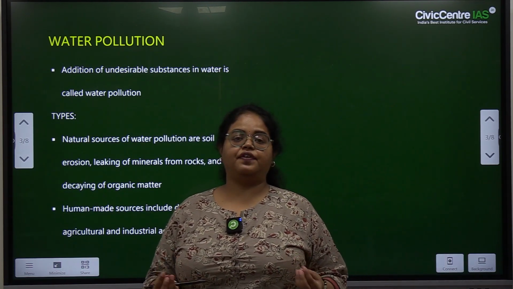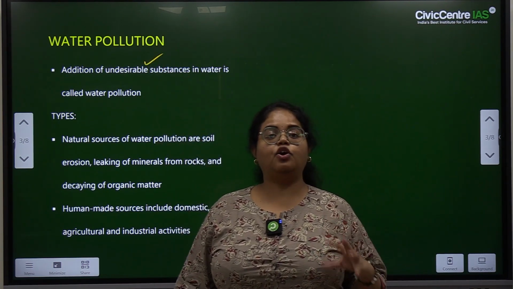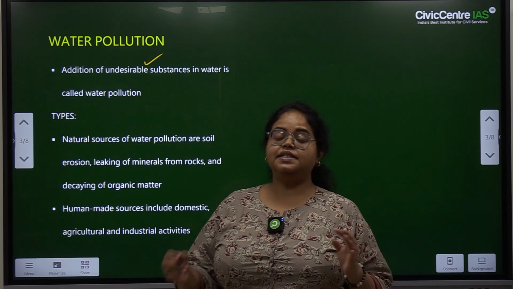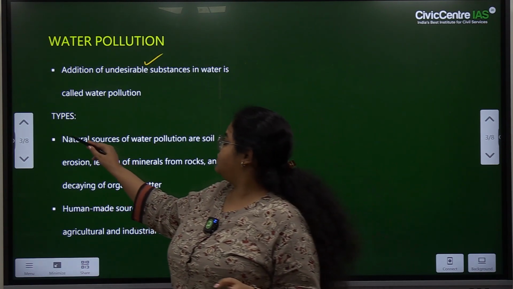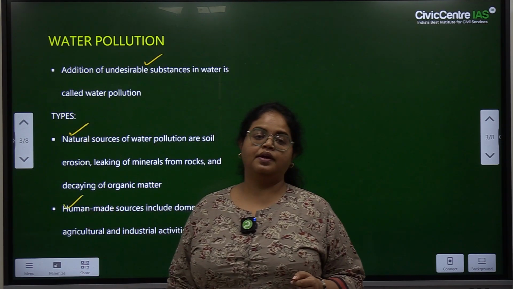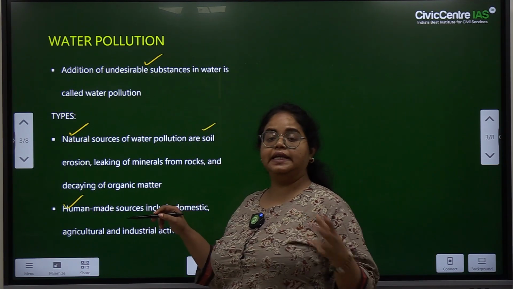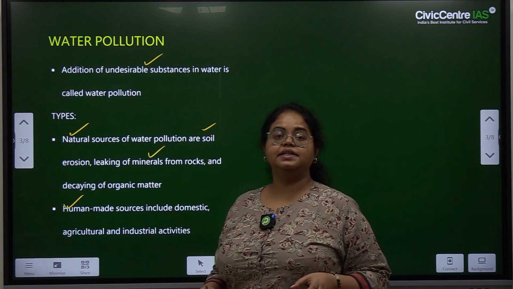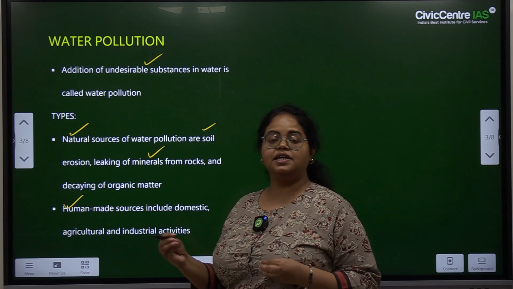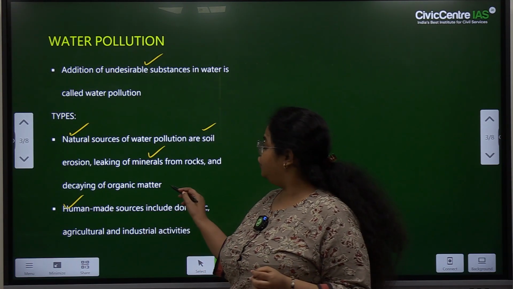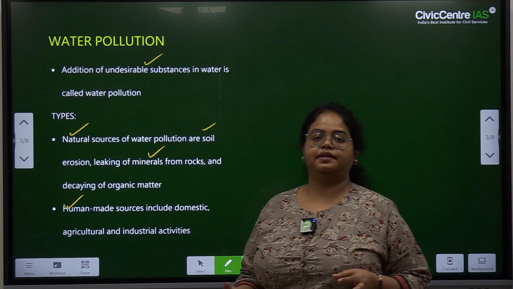Water pollution can be defined as the addition of undesirable substances in water. There are different sources for water pollution, like natural sources and human-made sources. The natural sources are caused by soil erosion, leaking of minerals from the rocks, and decaying of organic matter, which when dissolved or discharged into a water body can pollute it and the water becomes contaminated.